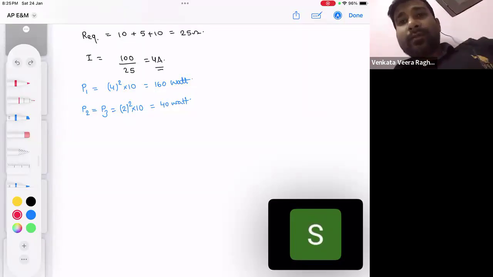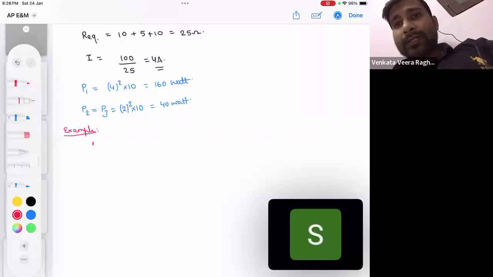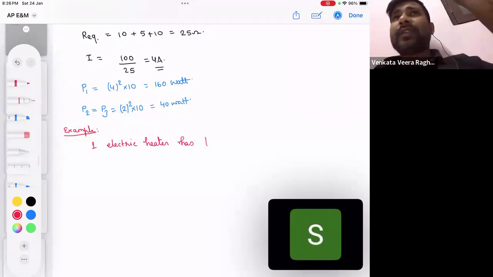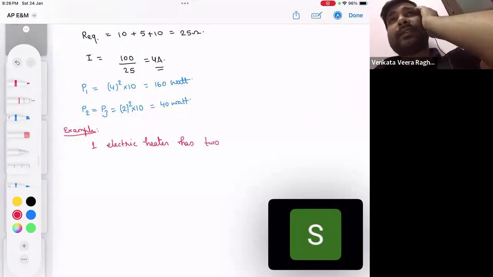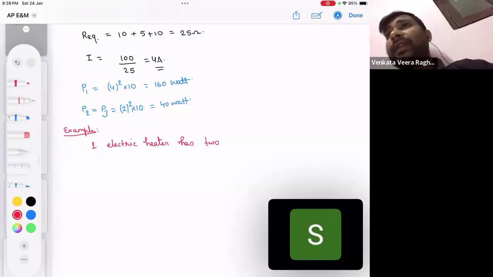Okay. What does the question give? Let's say one electric heater has two identical coils. You have seen the electric heating rod, isn't it? Electric heater rods are there, two rods, three rods.